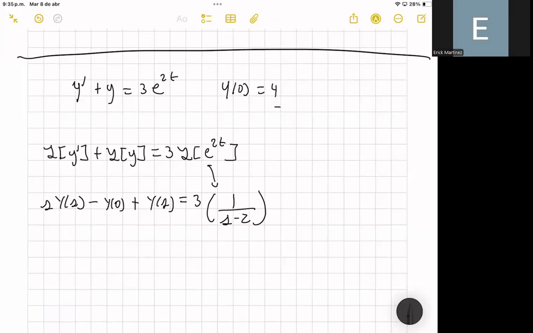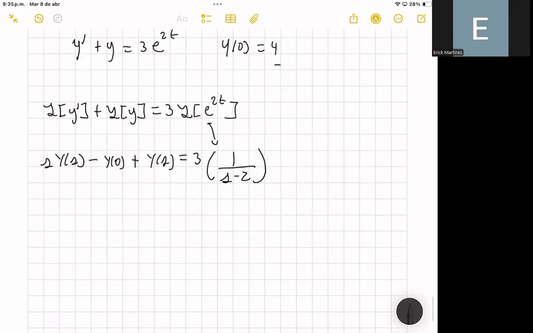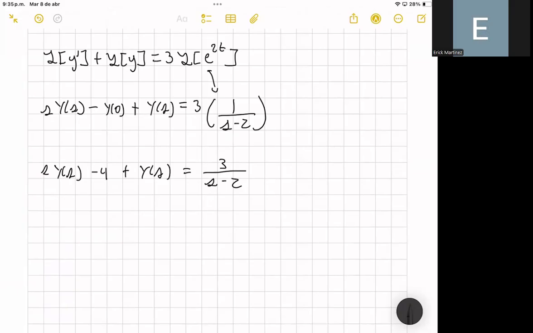Okay, but you can believe me that this is the result. Now, we can substitute this 4 in the initial condition. So we have s times y of s minus 4 plus y of s that is equal to 3 divided by s minus 2. And now we have an algebraic equation, and we need to solve this algebraic equation for y of s.